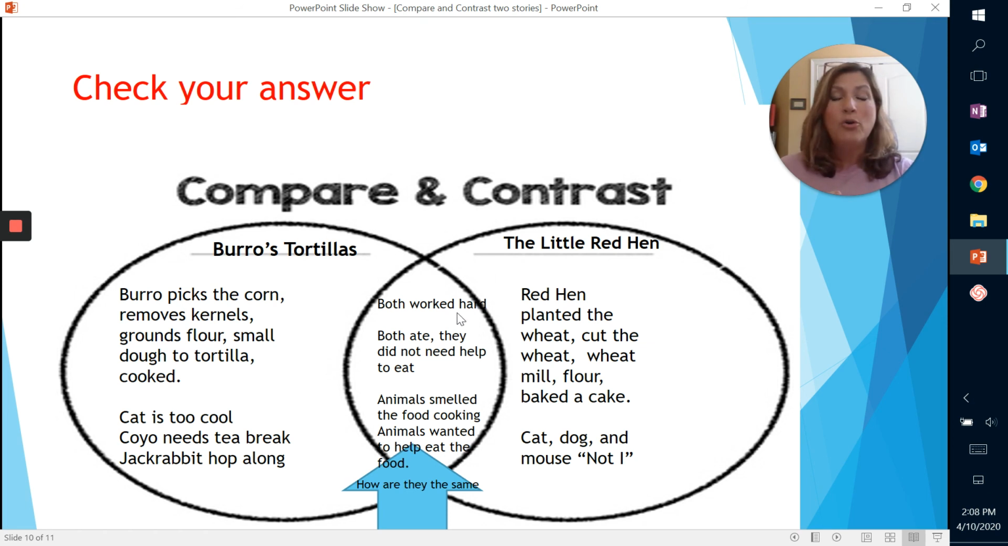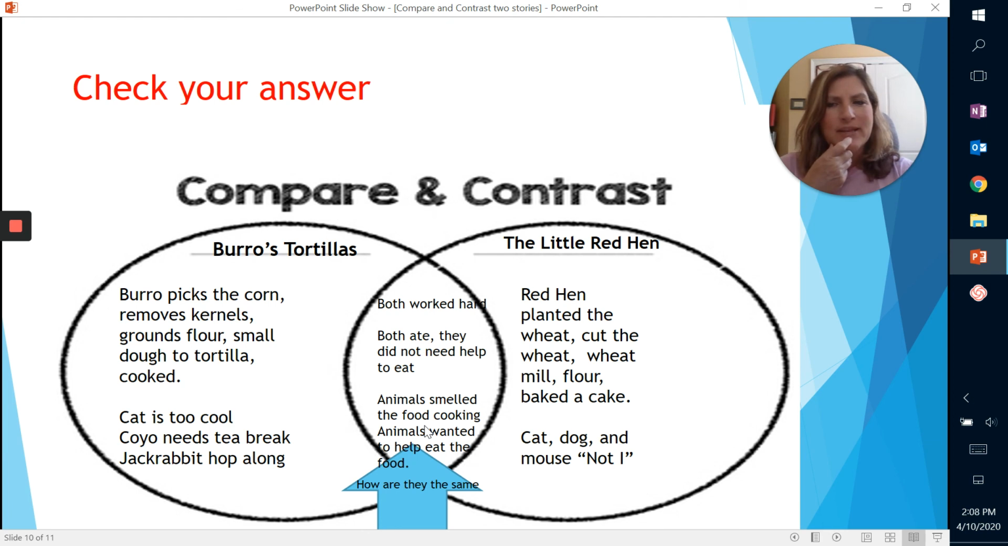But they both, look in the center, they both worked super hard and they both ate what they made. Did they need the help from the other characters? No. But if you notice, both of the animals smelled the food and they all wanted to help eat the food. But the Little Red Hen and the Burro would not have it.